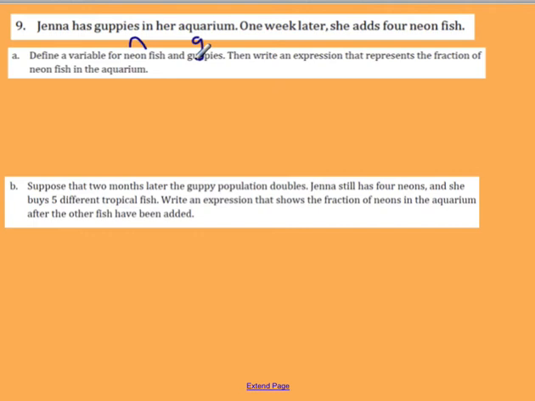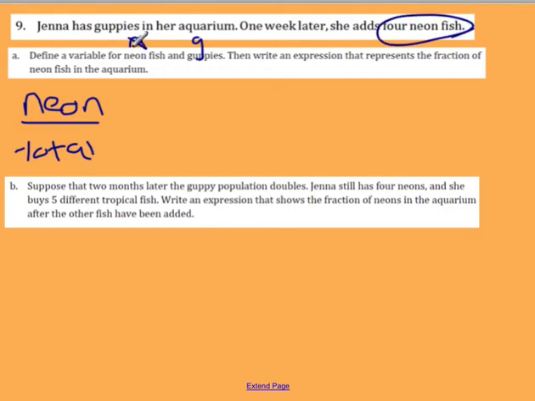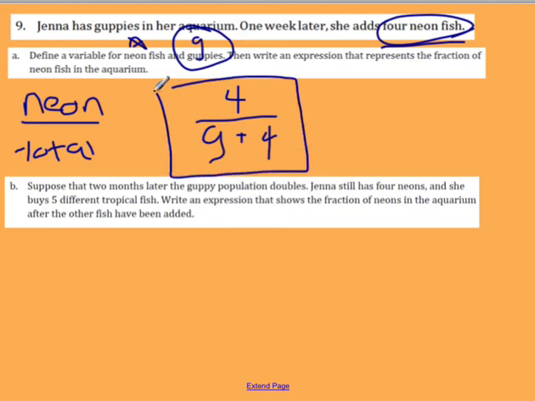Okay, so we want to figure out the ratio of neon fish. So basically what we need to have is the number of neon fish divided by the total number of fish. Well, here's what we know. We know that there's 4 neon fish, so I actually don't even need to use my N because I know there's 4 neon fish. So the total number of neon fish is 4. Then, on the bottom, the total number of fish is our number of neon fish plus our number of guppies. But we don't know our number of guppies. So what I'm going to do is use G to represent our number of guppies and then add 4 neon fish. So that's your final answer for part A.